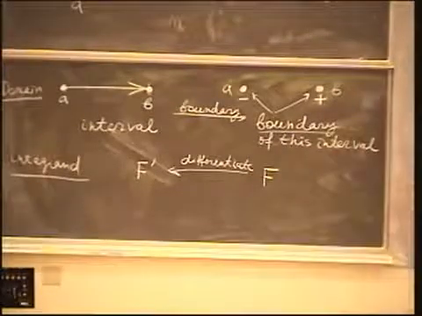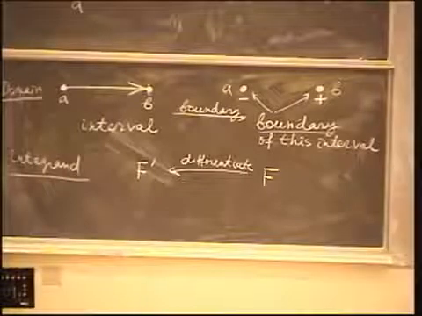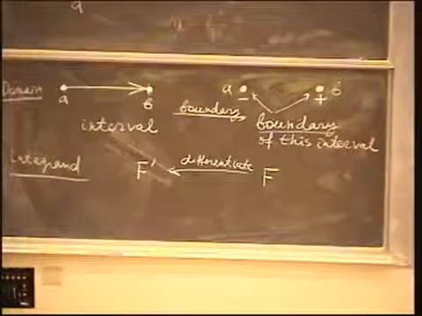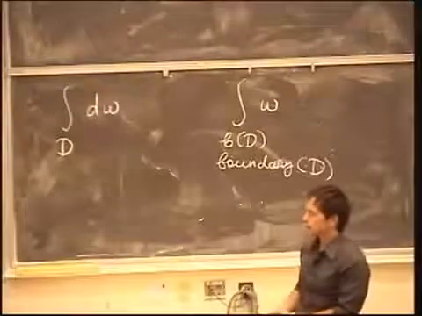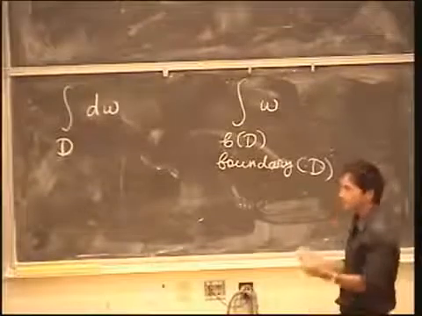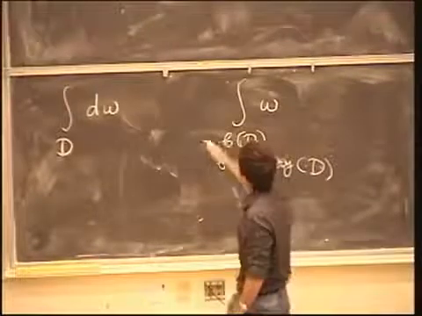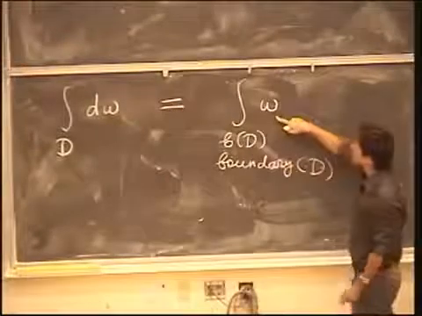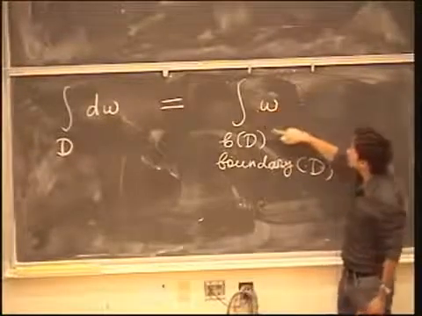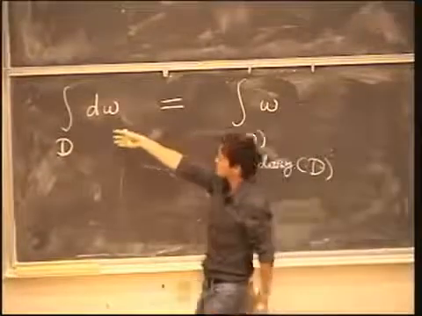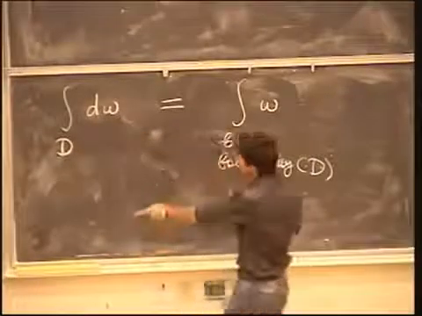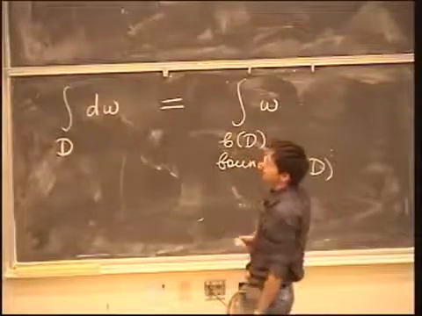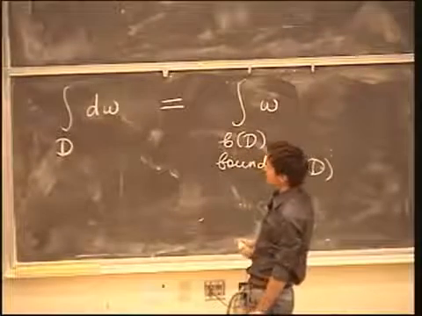So this suggests that perhaps if I am not on the line, but I am on the plane or in three-dimensional space, if I'm doing multivariable calculus now, I should also have a formula like this, where on the right, I would have some object integrated, and on the left, I'll have some object integrated. But the correspondence would be like in the fundamental theorem of the one variable calculus.